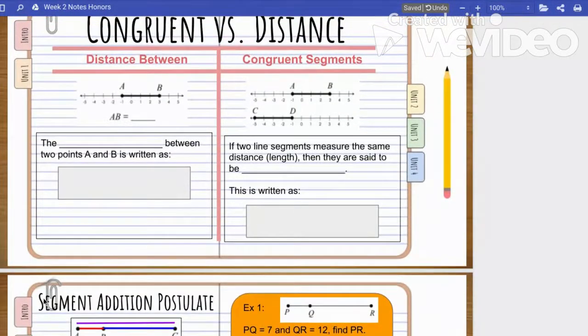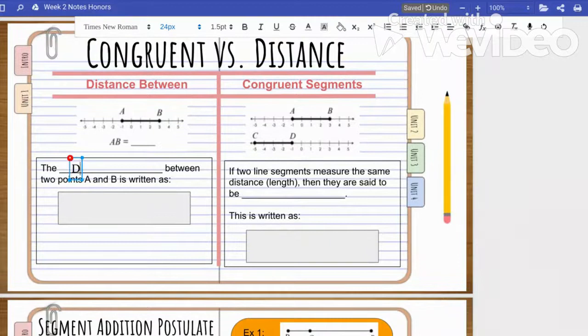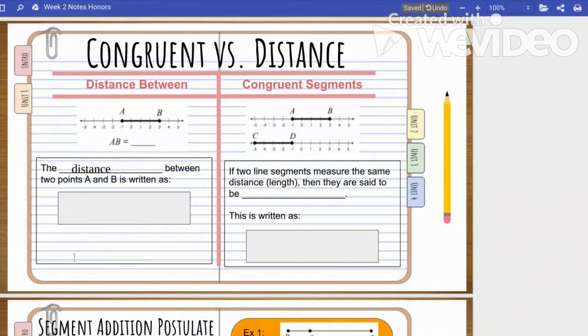Okay, we already touched base on this, but I want to put it in your notes. Formulae, congruent versus distance. Okay, we talked about if we're trying to find the distance between any two points, it is written like this: AB. Nothing fancy. So in this case, if we look up here at the picture, AB is going to be 4.